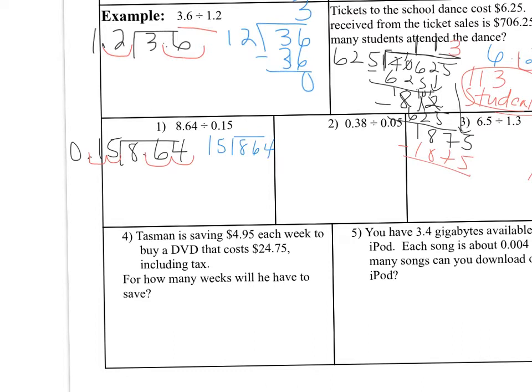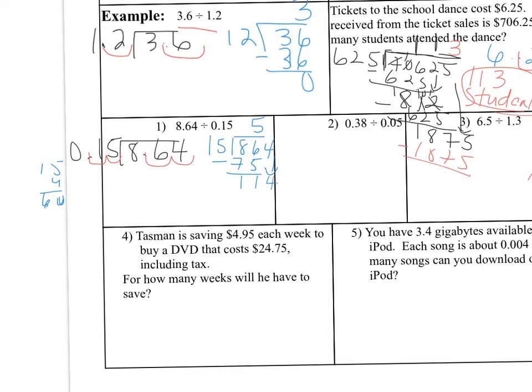So how many times is 15 going into 8? None. How many times is 15 going into 86? Well, 15 times 4 is 60. 15 times 5 is 75. So that times 5 would probably be the closest. So that'd be 75. 11 left over.